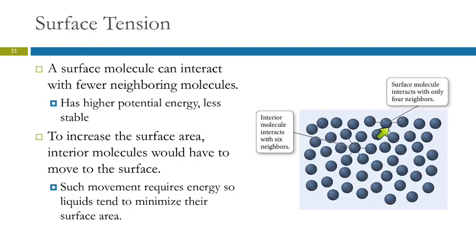So this molecule has a higher potential energy. It's less stable than the interior molecules. If we're going to increase the surface area of this, if we're going to have something penetrate and push the water molecules apart, that's going to cause more of the molecules to be surface molecules. That's less stable. It's a higher energy. Things don't like to go to higher energy, right? Balls roll down hills. They don't roll up hills. So everything's going towards lower energy. So lower energy is more of the molecules being in the interior of the liquid.